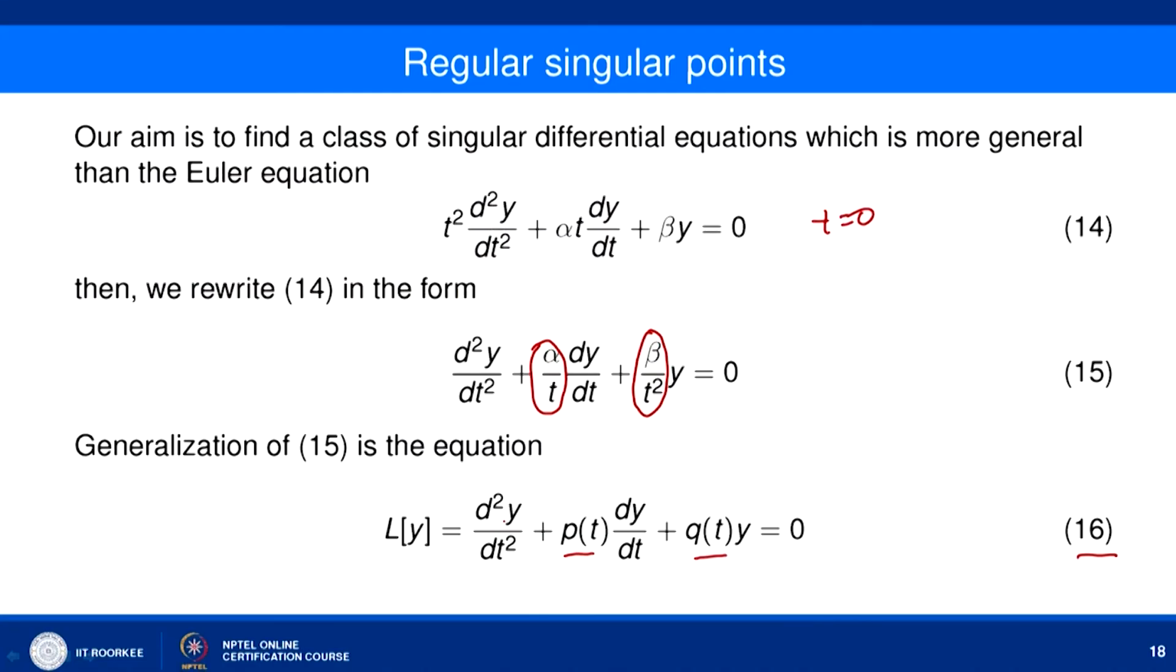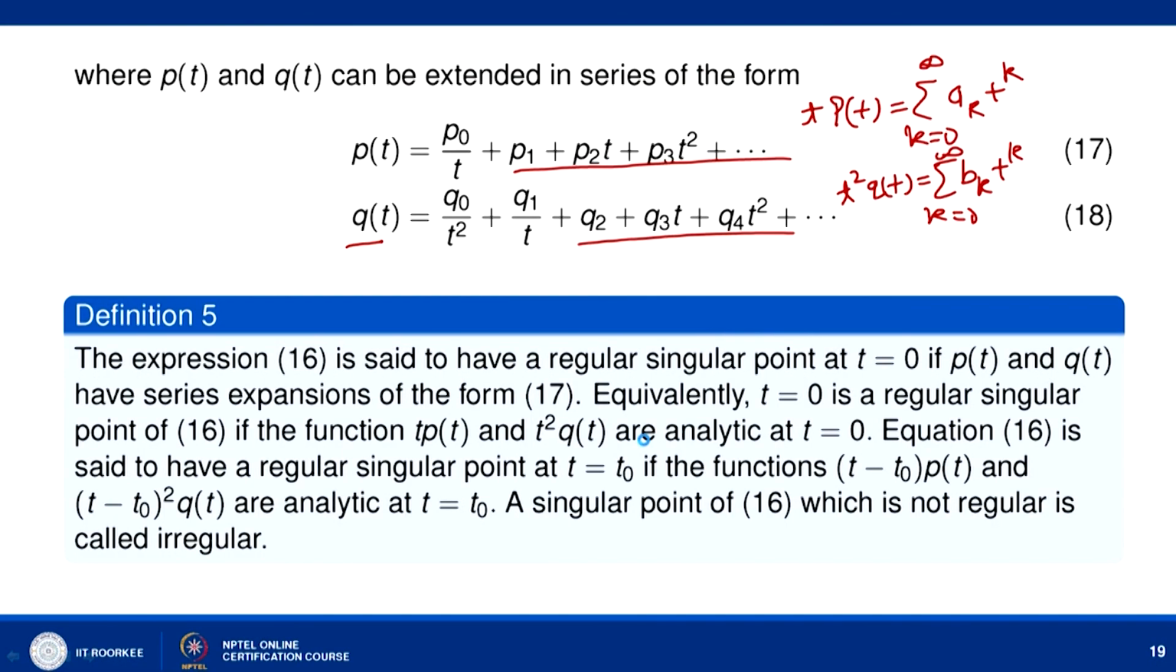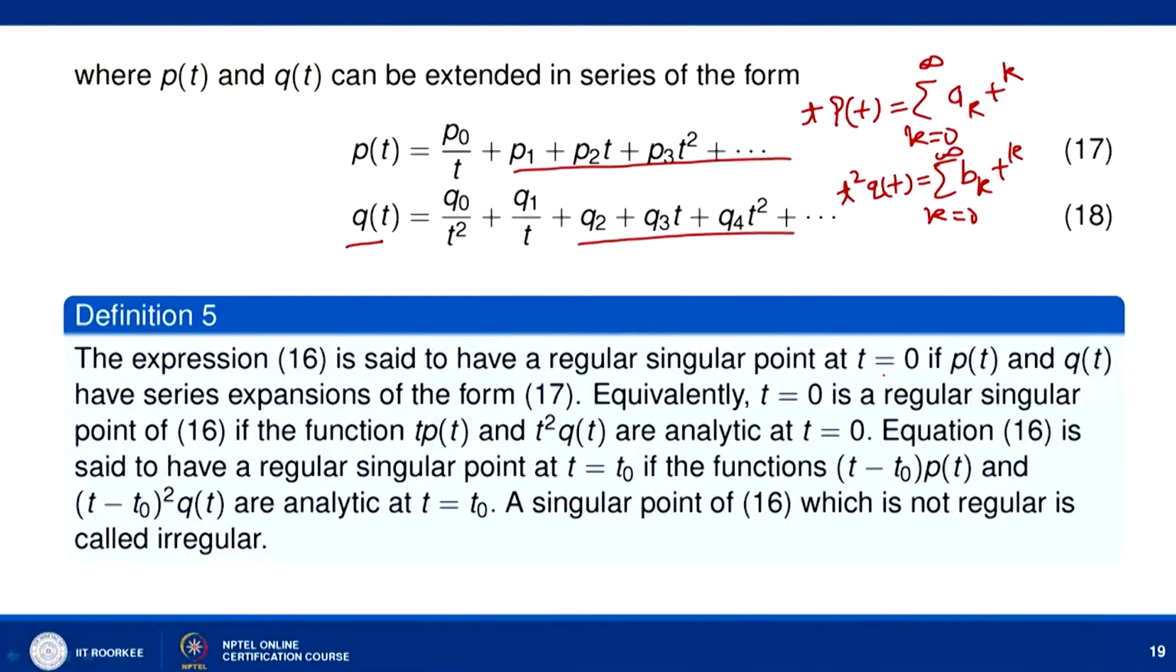This kind of equation, Ly equal to d2y by dt square plus p(t) dy by dt plus q(t) y equal to 0, provided that p(t) is more general than alpha by t and beta by t square, or we can say when t p(t) is given as this kind of power series, or when t p(t) has a Taylor series expansion at t equal to 0. Similarly, t square q(t) has a Taylor series expansion at t equal to 0. So, we can say that the expression 16 is said to have a regular singular point at t equal to 0 if p(t) and q(t) have series expansions of the form 17.